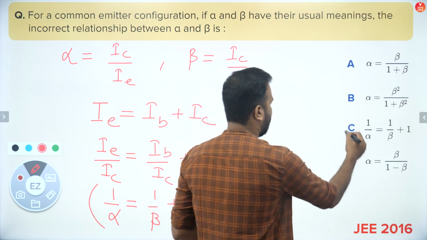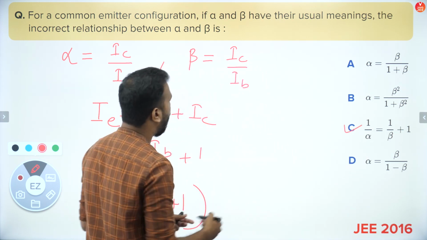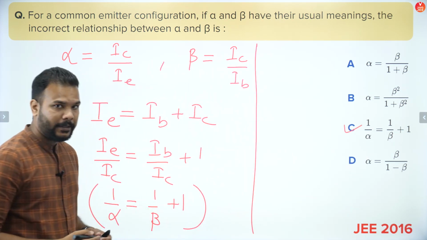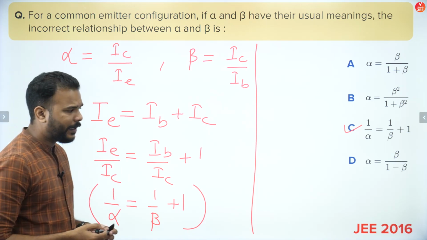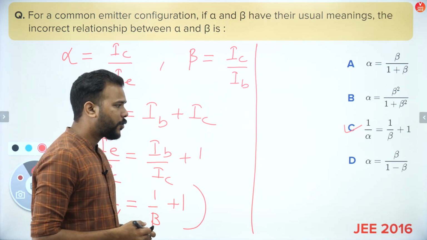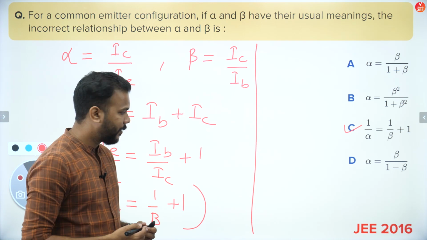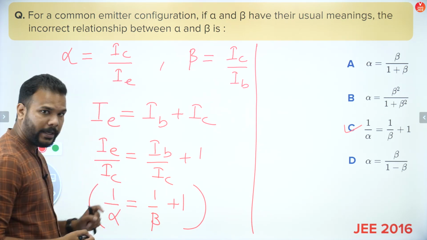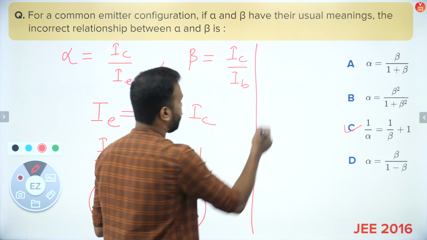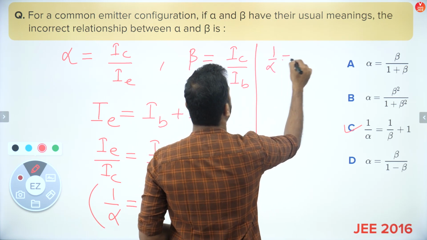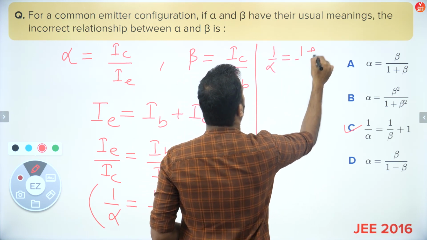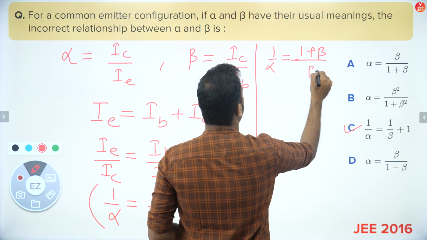Yes, we see that option C is the correct answer here, but not just that. Till the year 2016, you used to have questions which had multiple correct answers. So that's why we'll try to rearrange this. And when we rearrange this, we get 1 upon alpha is equal to 1 plus beta, by taking the LCM.